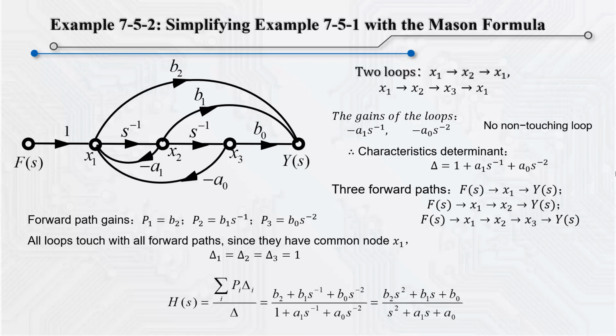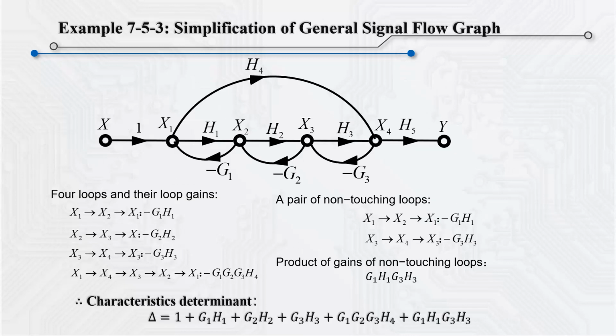Finally, we can get the system function of this system. The denominator is the characteristic determinant, while the numerator is the sum of the products of the gain and the cofactor of each forward path. The cofactor for every forward path is 1, hence the numerator is actually the sum of the gains of these three forward paths. This is another example.